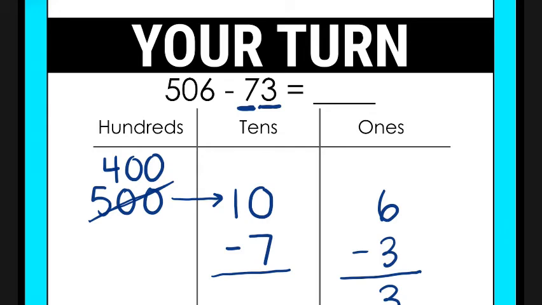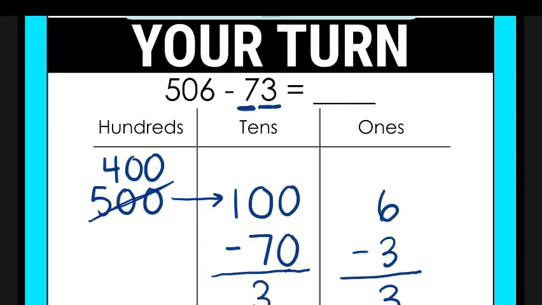So now in my tens, I have 10 minus 7. But actually, this 7 is 7 tens, and this 10 is actually 10 tens, which is 100. So I have 100 minus 70, which I know is 3 tens because I saw it as 10 minus 7 first. So 10 minus 7 is 3, but because it's in the tens, it's 30.